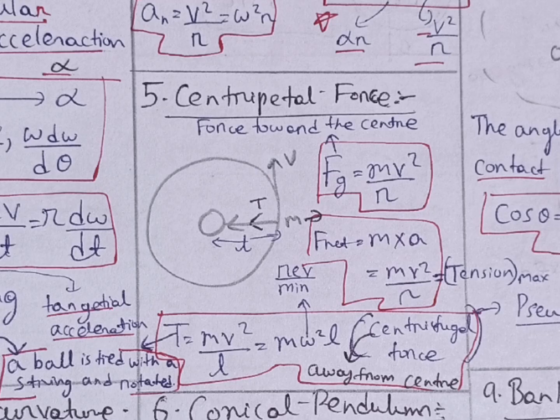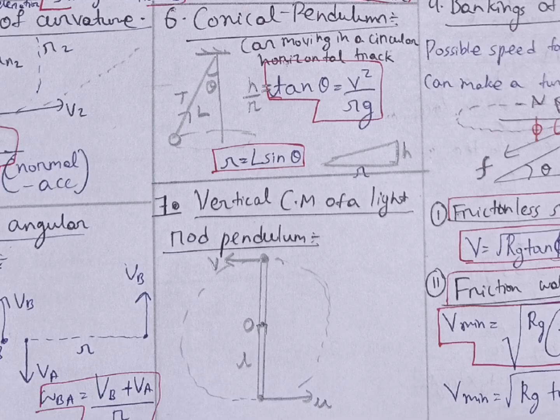Centripetal force, force towards the center: F is equal to mv square by r. F net is equal to m into acceleration, which is equal to mv square by r, which is the maximum tension. Centrifugal force is away from the center. A ball is tied with a string and rotated. Tension is equal to m omega square l into r, which is equal to m omega square into r. Conical pendulum or car moving in a circular horizontal track: tan theta is equal to v square by rg, tan theta value. The r is equal to l sin theta.